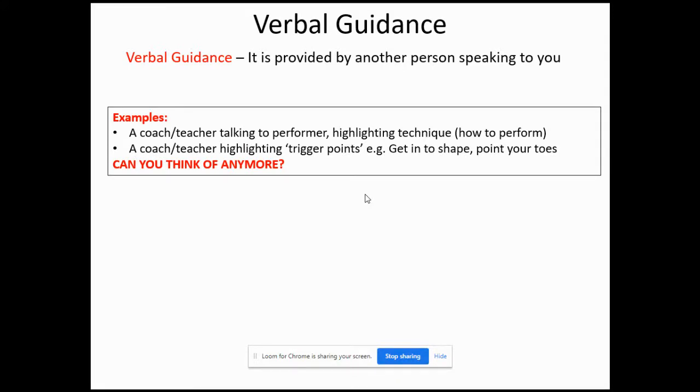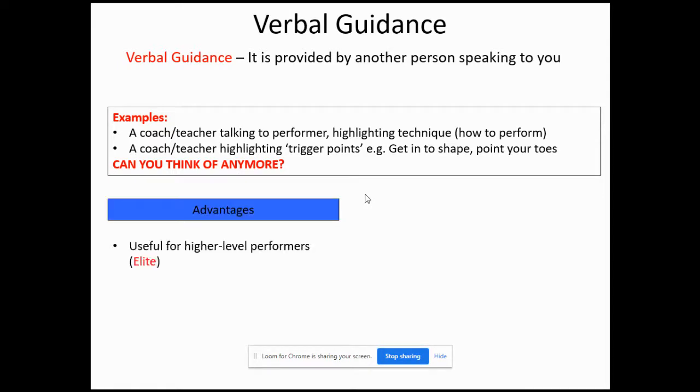Examples could be it's often a coach or a teacher. It could be a parent, okay, telling you certain things. So, for instance, in the classroom, it'd be, right, we're answering a question, let's use a green pen. We're marking a question, let's use a red pen. Okay, that's verbal guidance. That's me telling you something specific to do. It might be me telling you to do a warm-up.